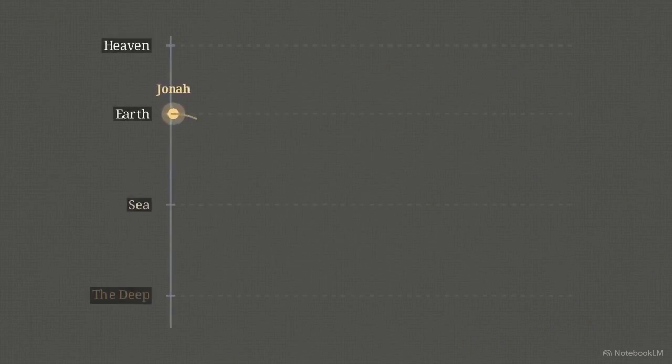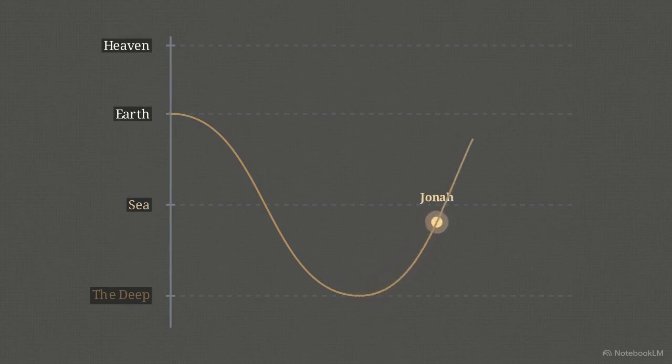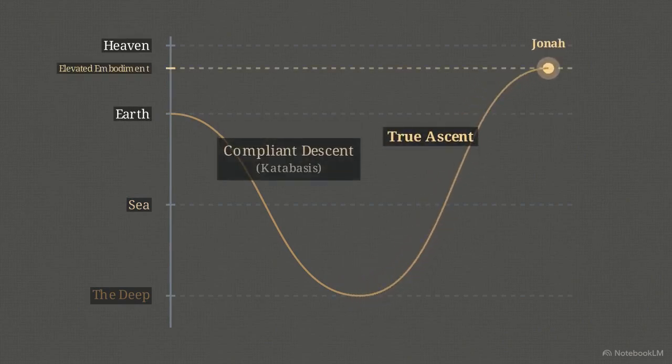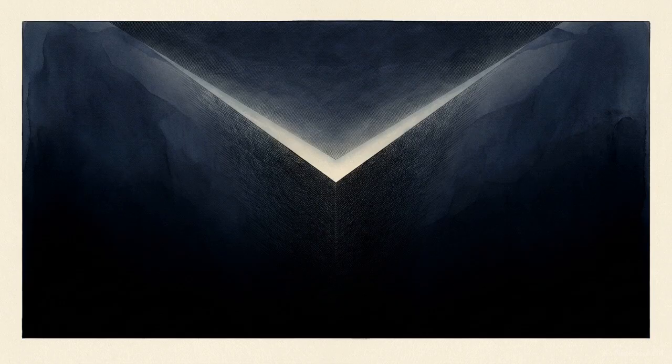Look at Jonah's trajectory. He goes down into the sea, down into the belly of the fish, before being brought back up. This pattern establishes that a true ascent requires an initial, compliant descent. Scholars use the Greek term katabasis to describe this downward motion. Broadly defined, it is a journey into supersensory realms or the underworld.